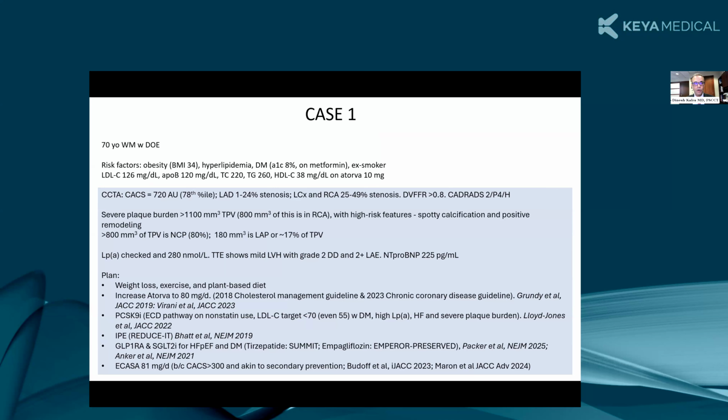And lastly, as you saw, added aspirin based on 2 documents, one which was from Dr. Budoff that Dr. Blaha mentioned, where if you have a calcium score of more than 300, it is equivalent to secondary prevention. And so this gentleman may benefit from aspirin also.